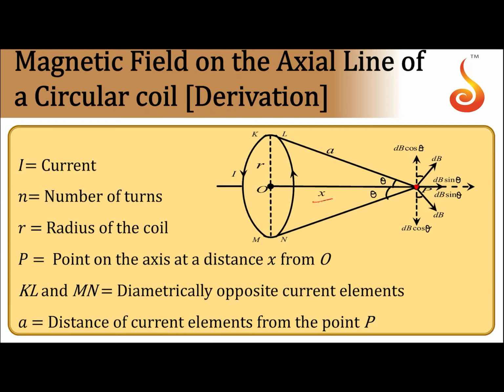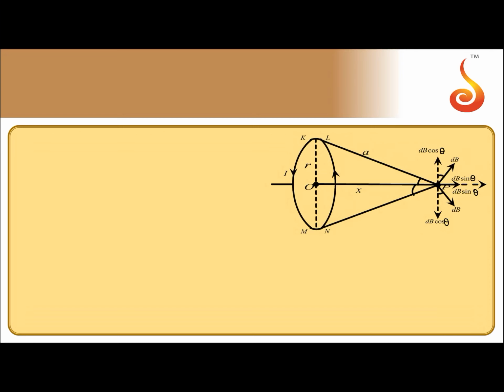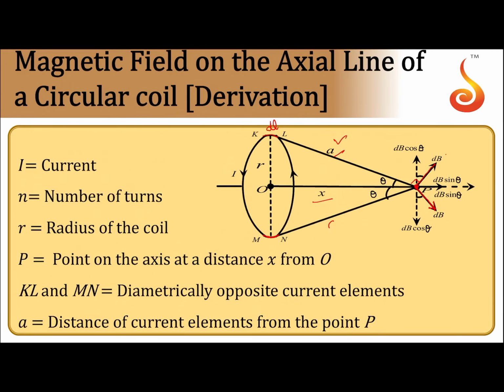For that, we'll consider a small current element KL of length dl. So due to this, the field at point P will be perpendicular to the plane containing dl and the position vector A. So it should be along this direction, perpendicular to A. So this angle will be 90 degrees. So that is dB. Similarly, if you consider a diametrically opposite element MN, the field due to this at this point will be along this direction dB. So again, if this is A, this is also A by symmetry. So let us call these two angles theta.